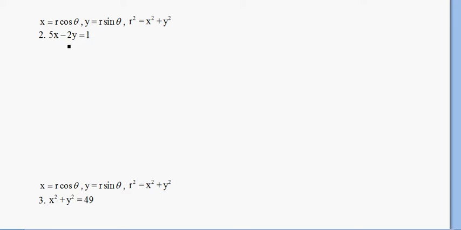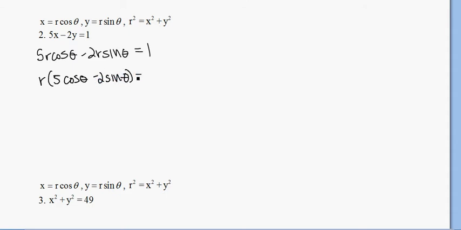So we're just going to use the two basic substitutions, that x is r cosine theta and y is r sine theta. So we have 5 r cosine theta minus 2 r sine theta equals 1. I don't know why there's an x there. That's an r. And we want to solve for r if possible. Usually it's possible. And get theta on the other side. So in this case, I'm going to factor out an r. So I have r times 5 cosine theta minus 2 sine theta equals 1.